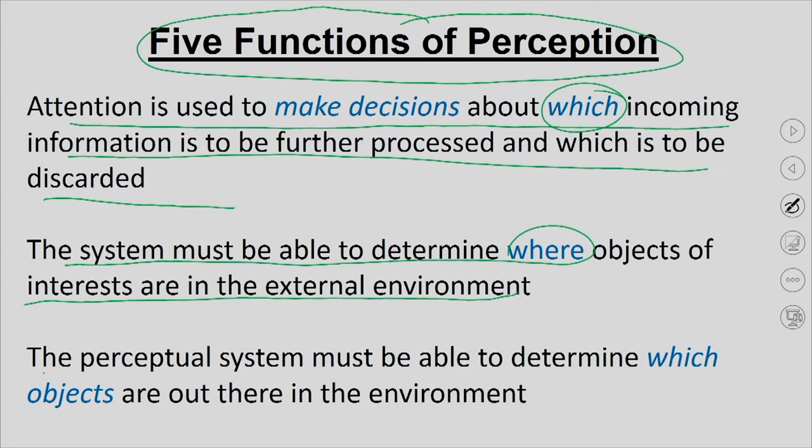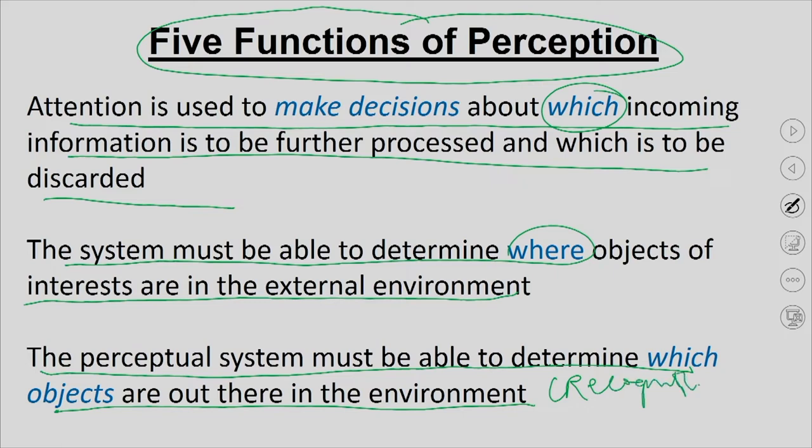The third function of perception is that the perceptual system must be able to determine which objects are out there in the environment. This is called recognition.